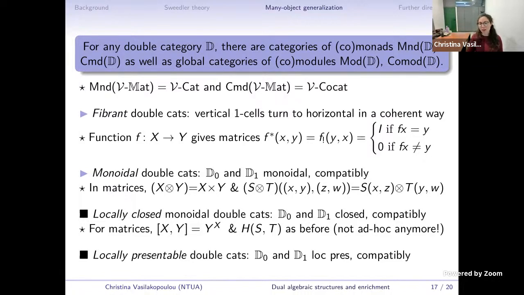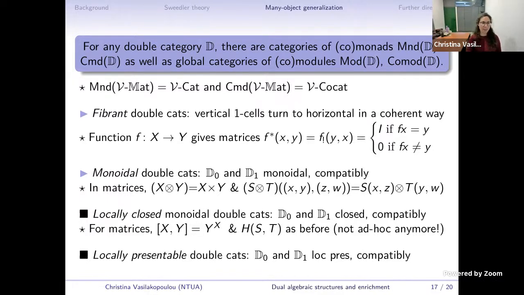So for the moment, again, I'm not giving the full definition. We ask again that D0 and D1 are locally presentable. We ask for co-continuity conditions on the composition functor, and also for the source and target functors to be continuous right adjoints at the moment.